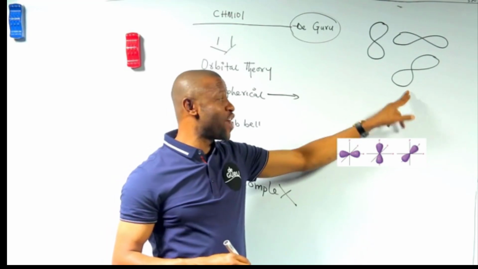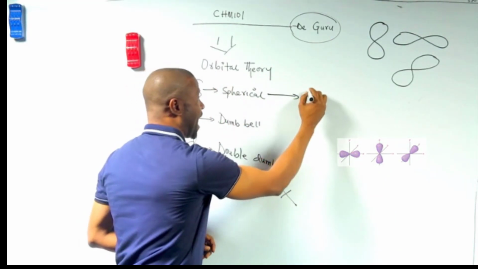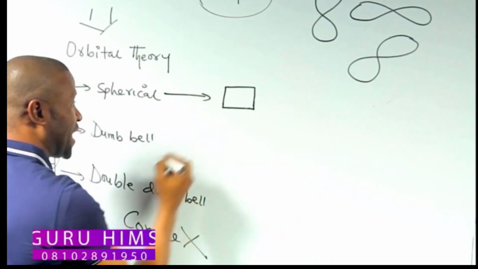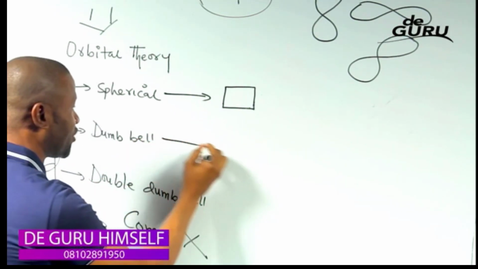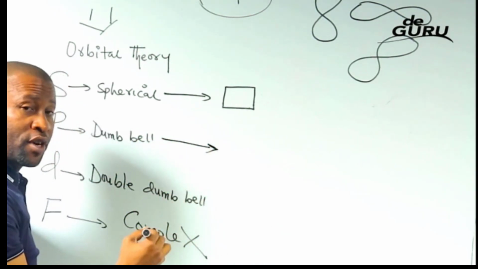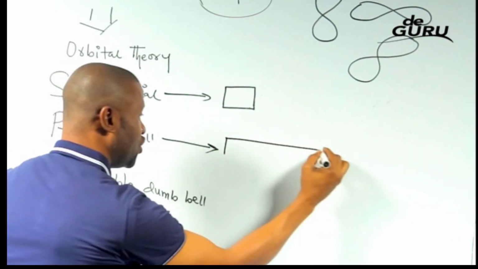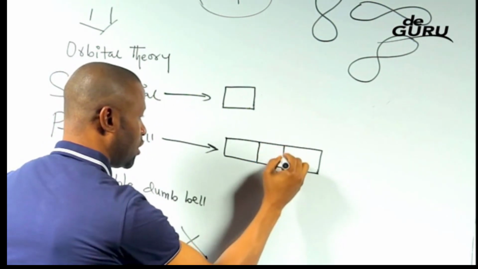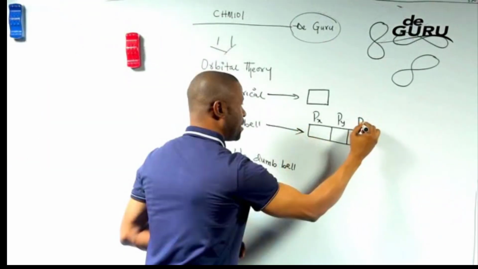No wonder when we are representing the orbitals in block form, for the s orbital that has only one possible orientation in space, we represent that with just one block. But for the p orbital, that is dumbbell in shape, with three possible orientations in space, we can represent that using three blocks. Talking about px, py, and pz.